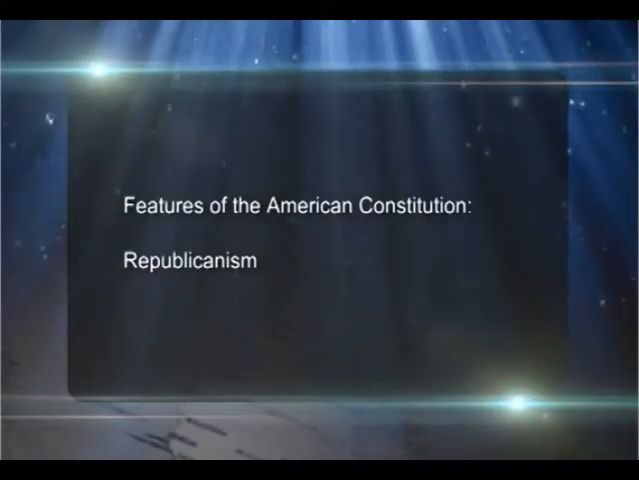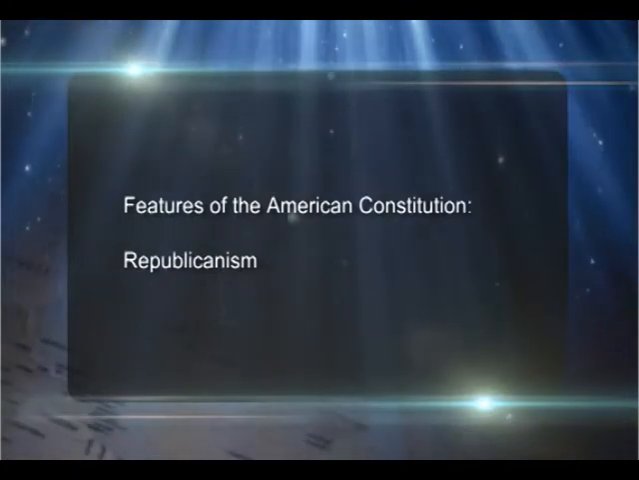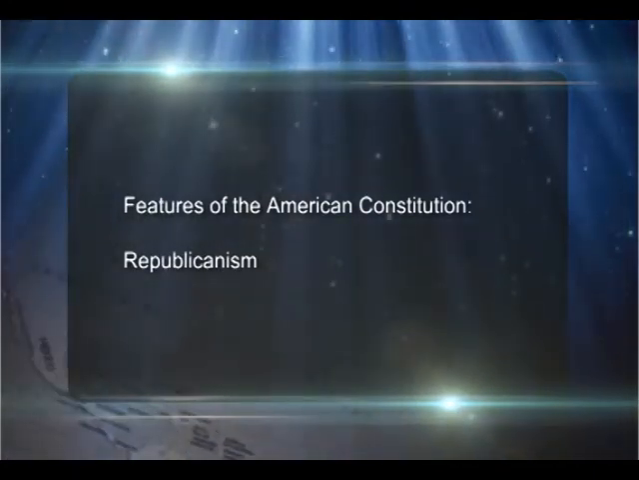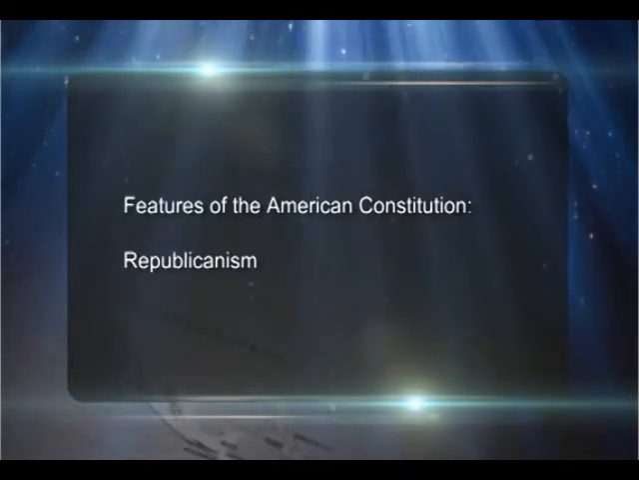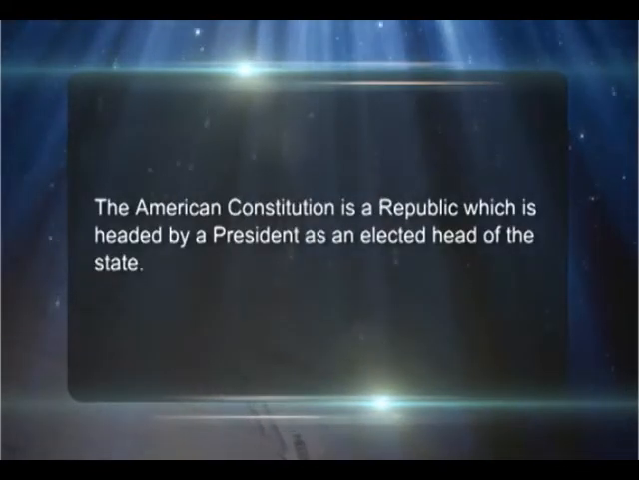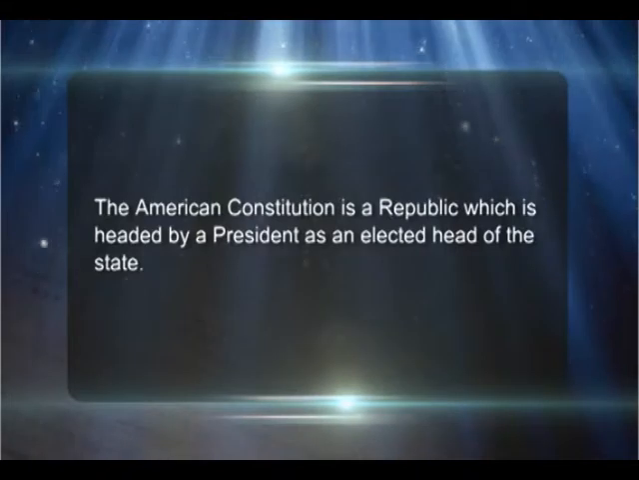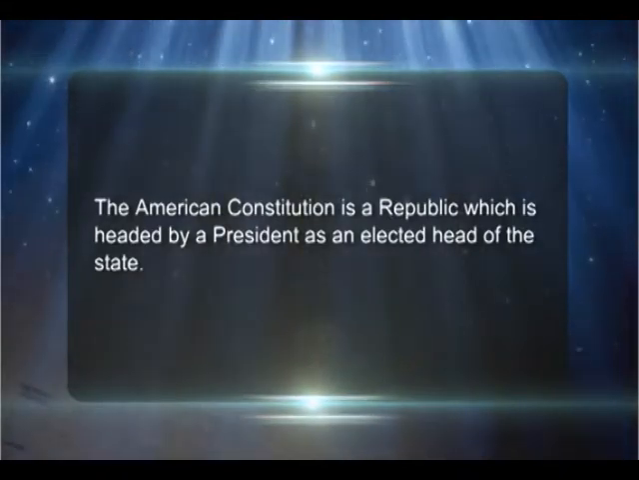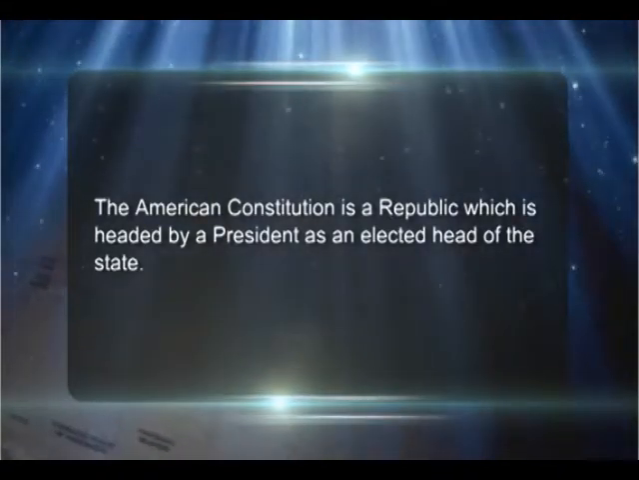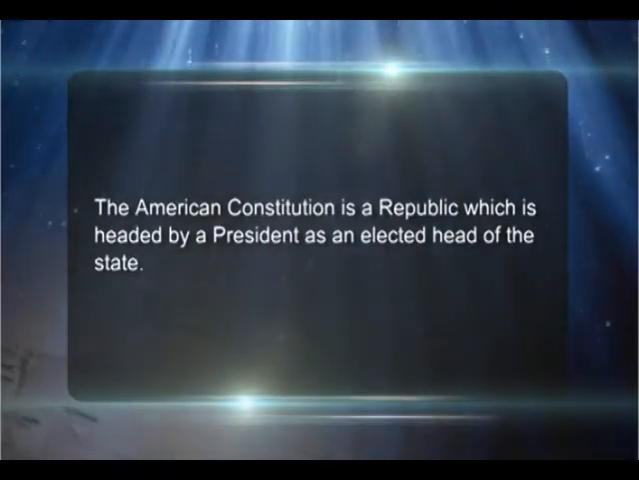Critics describe the Supreme Court as a third chamber and the power of judicial review as its judicial veto. The next feature of the American Constitution is that of republicanism. Unlike the Constitution of UK, the American Constitution is a republic which is headed by a president as an elected head of the state. The Constitution derives all its authority from the people.